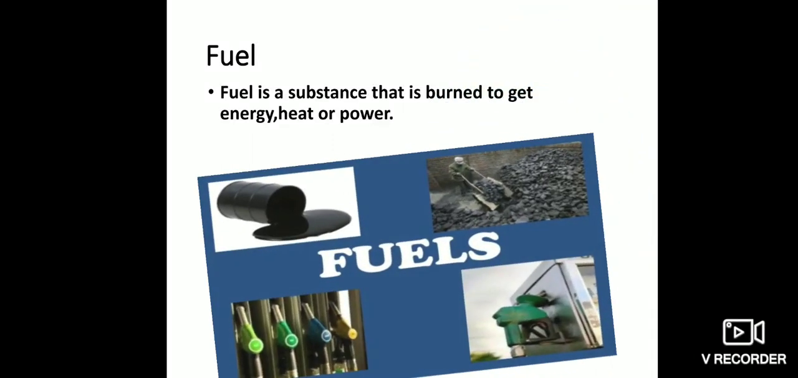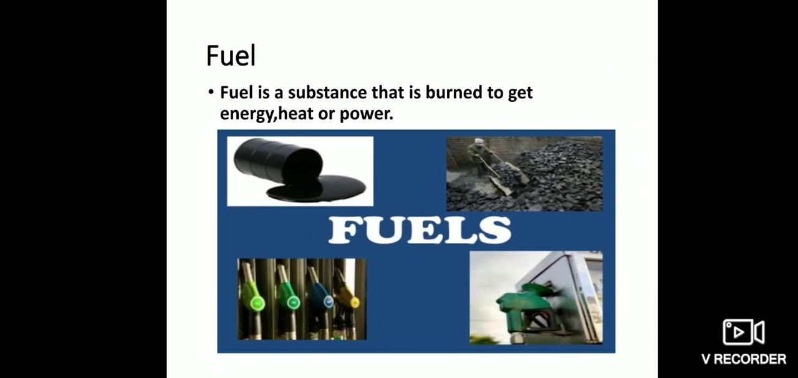What do you mean by fuel? Fuel is a substance that is burned to get energy, heat or power. So when we burn a fuel, we will get energy, heat or power. Such substances are called fuels. We use lots of fuels in our daily life for various purposes, for example, coal, oil, petrol, diesel, etc.